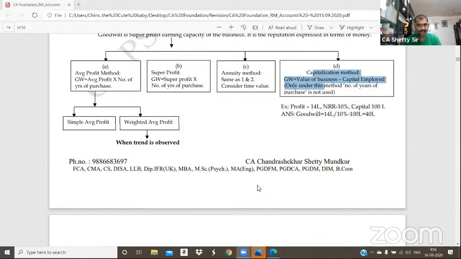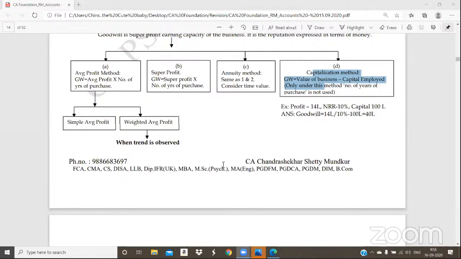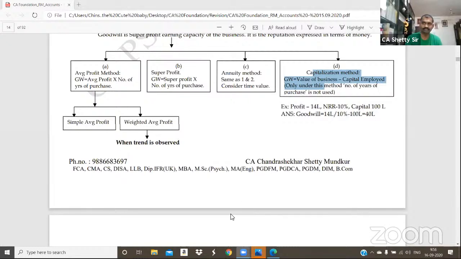By considering discounting factor. Time value or discounting factor. Very good. Time value or discounting factor.